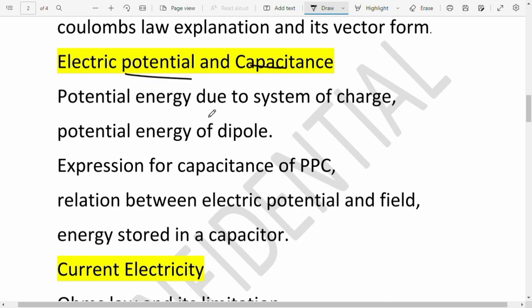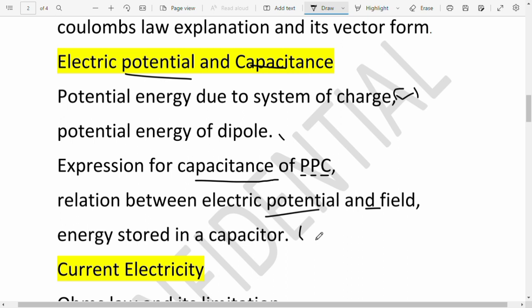Electric potential energy due to a system of charges. This is very important. I did not do this lesson video, so I'll cover it here. Potential energy of a dipole. Parallel plate capacitor, the expression of capacitance. PPC is nothing but parallel plate capacitor. Relationship between electric potential and electric field. Energy stored in a capacitor.